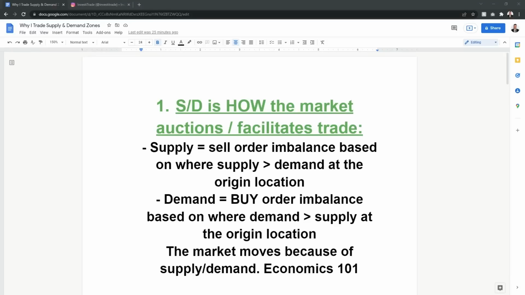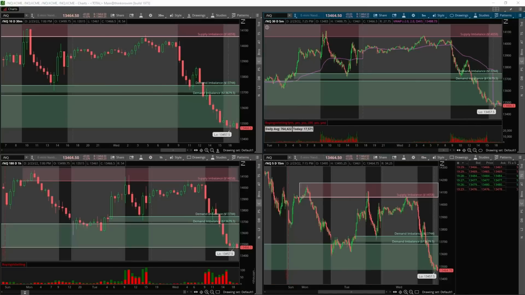So the first point is supply and demand is how the market auctions. It's how it facilitates trade. The market moves because of supply and demand. It's economics 101. For us to have a supply zone, we have a sell order imbalance based on where supply exceeded demand at the origin location.